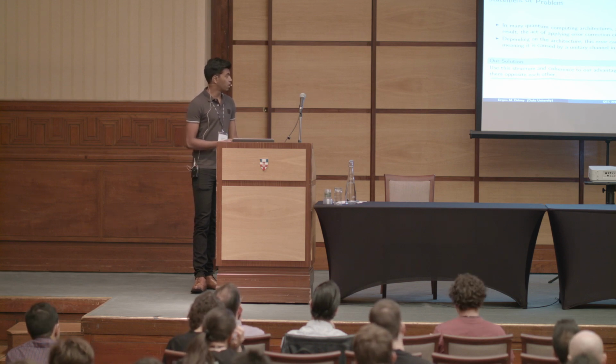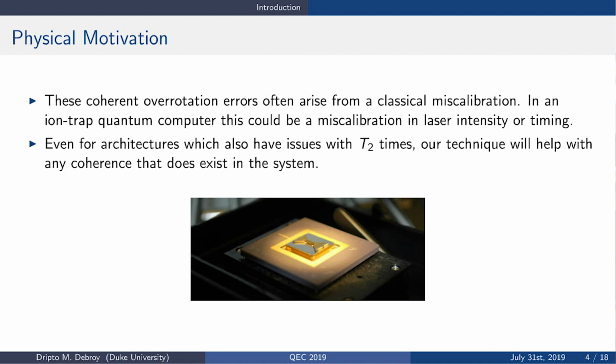As a physical motivation for these over rotation errors, we can use a current architecture example. In ion traps, a miscalibration in laser intensity or in timing can lead to a coherent over rotation. So if your laser is slightly too strong, every gate you apply with that laser will have a slight over application of that gate. Similarly, in almost any architecture, if your timing is incorrect, if your clock cycles are badly calibrated, then you're going to over or under apply your gate every time you apply a pulse.